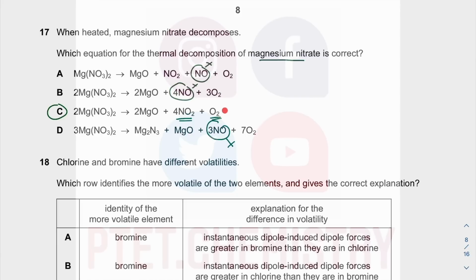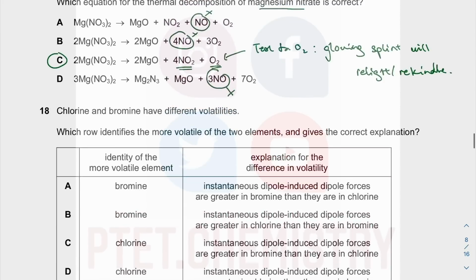And then the burning splint. It's glowing. Glowing means there's no flames burning, whereas burning, the flame is still burning. So it's got to be a glowing splint. Test for oxygen is with a glowing splint. So your glowing splint will relight, or we will use the term rekindle, as you would have known for your test of gases. All right.